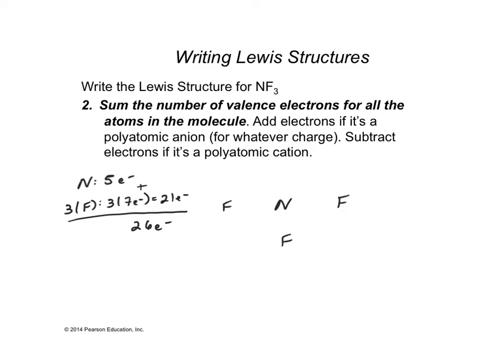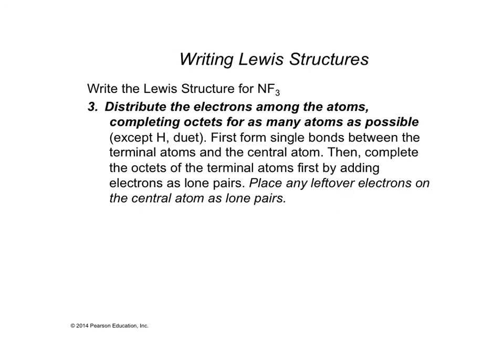Step number 3. Okay, cool. We're going to start to distribute. So we have 26 to get rid of, and we have our skeletal structure. This is kind of where the hard part comes in, and people always get really confused or do it incorrectly. First thing you're going to do is make single bonds between the central atom and each of the terminal atoms.